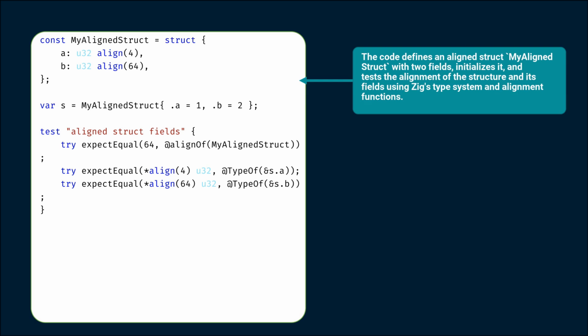This code demonstrates how Zig allows developers to explicitly manage data alignment, which is crucial for optimizing performance in systems programming. Now let's delve into error handling within structs.